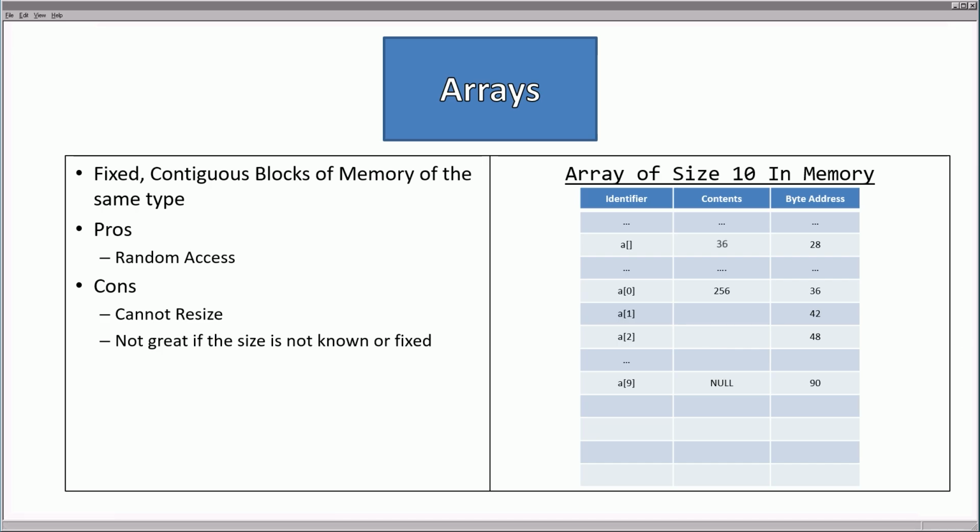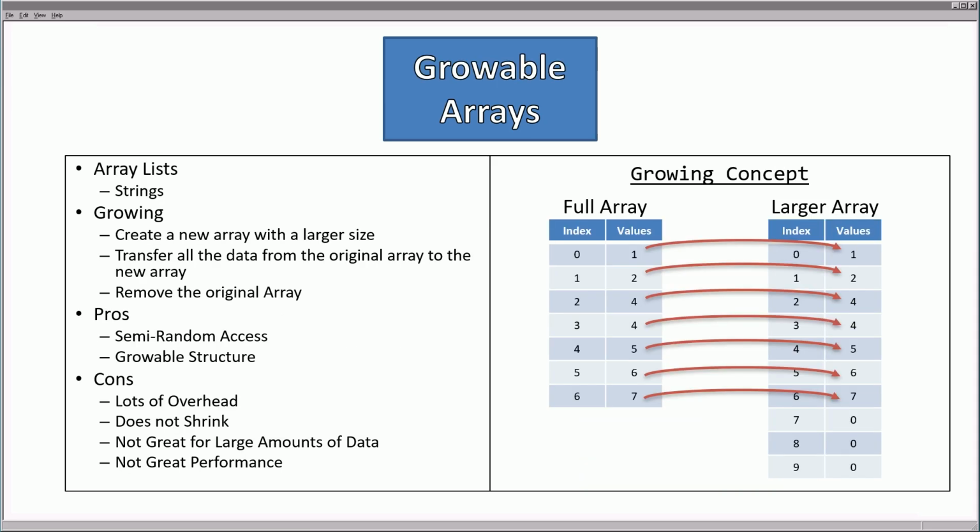However, it being a fixed contiguous block of memory also means that arrays cannot be resized. And if you don't know from the outset what the size of the array is, this may not be a really good data structure to use. If arrays cannot be resized in memory, what if we were to grow them? In other words, what if we were just to make a larger array, move all that information over, and then use that? Well, that is another kind of data structure that's commonly used, and for the most part, they are referred to as an array list.